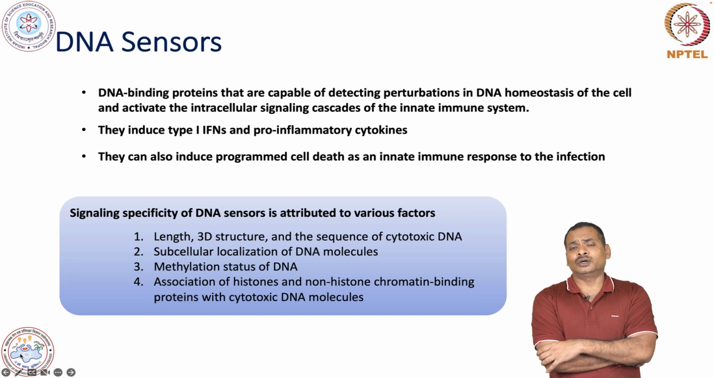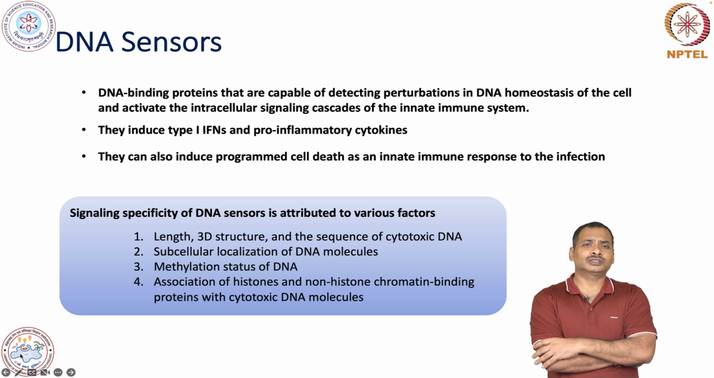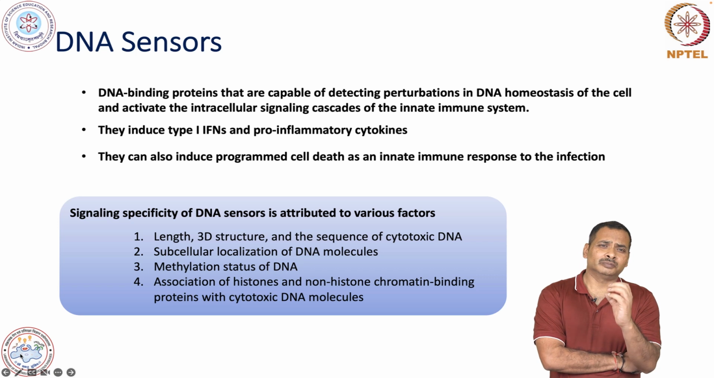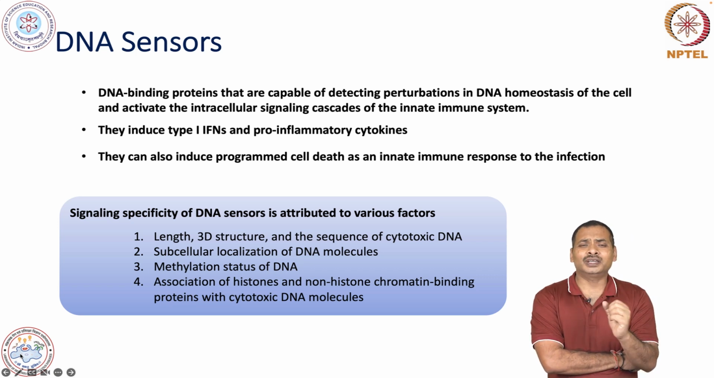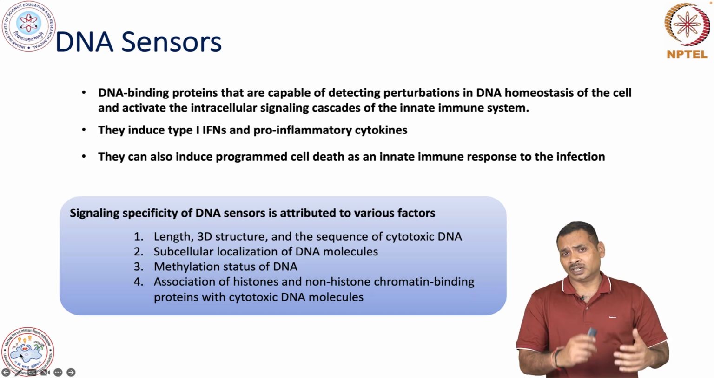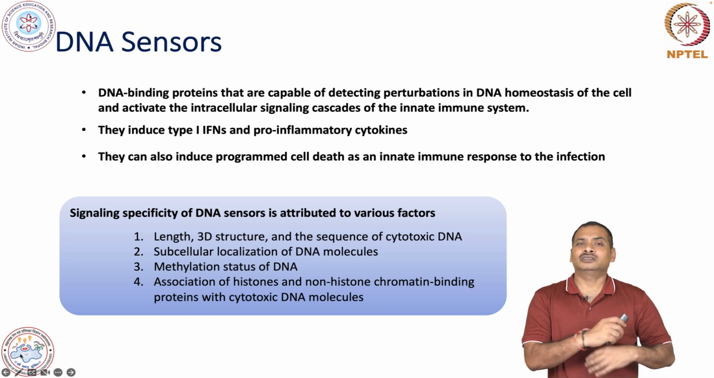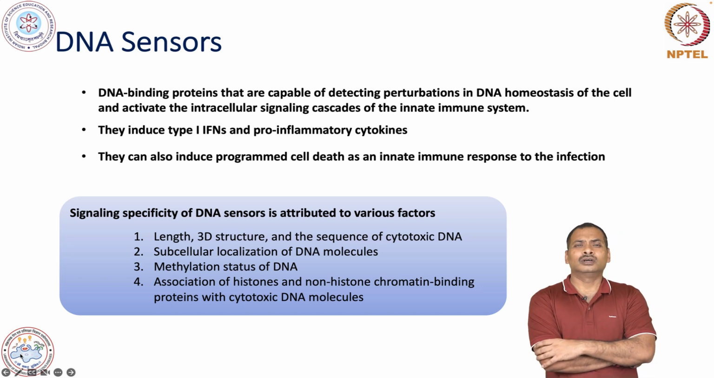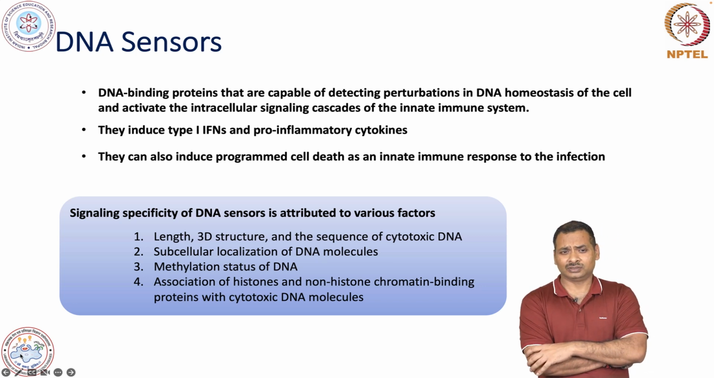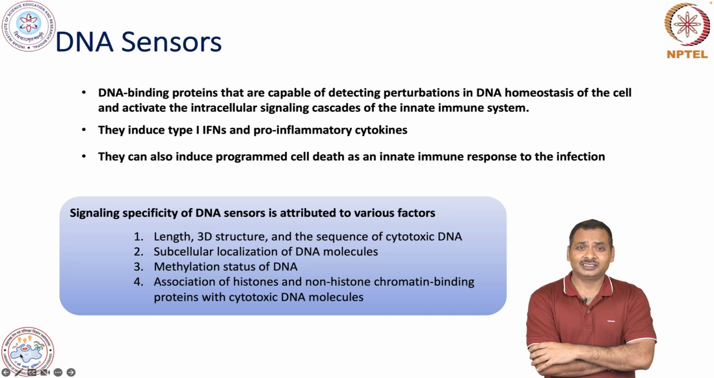Association of histone and non-histone chromatin binding proteins with cytotoxic DNA molecules. You know that bacterial DNA or viral DNA is not associated with histone protein. However, in mammalian cells, the DNA is present in a bound form with histone. Although in bacteria some histone-like protein is there, it is not histone. And those distinguishing features are basically sensed by the DNA sensors.